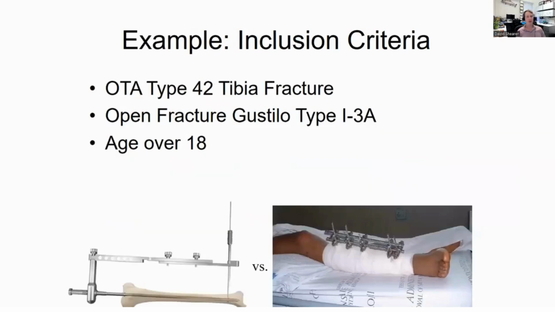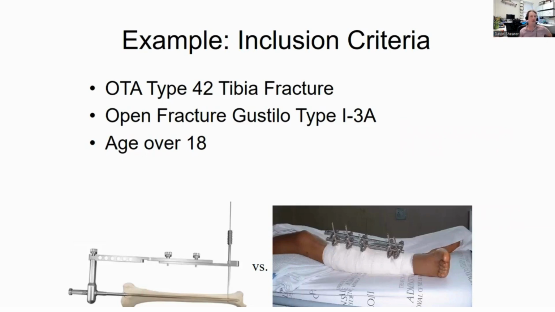Just coming to our example, in this case, we've specified our inclusion criteria, our OTA type 42 tibia fractures. We're going to focus on the shaft fractures because getting into tibial plateau fractures and pilon fractures might behave very differently. The treatments are very different. We can't really use nails in all cases and things like that.